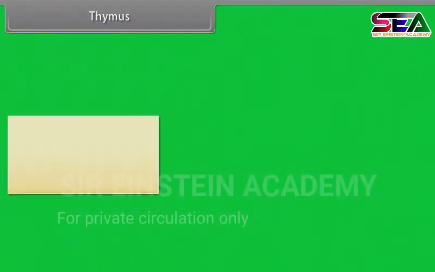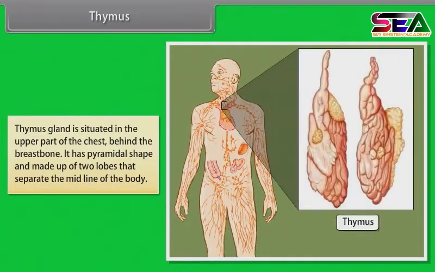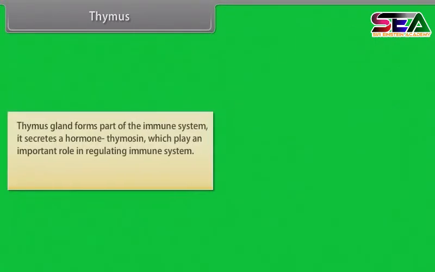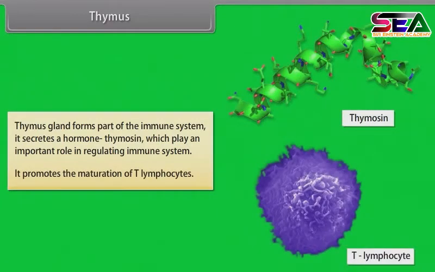Thymus. Thymus gland is situated in the upper part of the chest, behind the breastbone. It has pyramidal shape and is made up of 2 lobes that separate the midline of the body. Thymus gland forms part of the immune system. It secretes a hormone, thymosin, which plays an important role in regulating the immune system. It promotes the maturation of T lymphocytes.